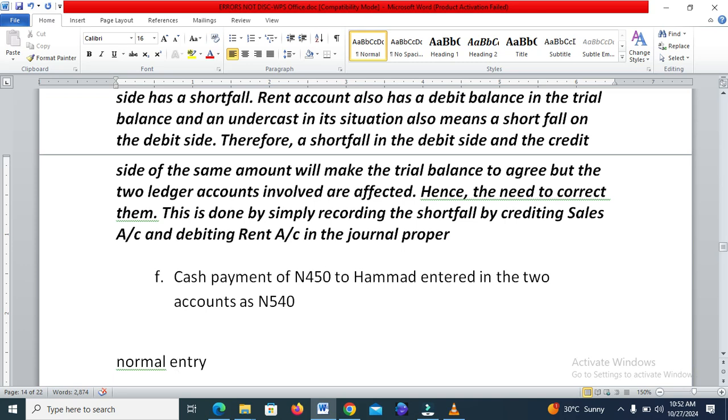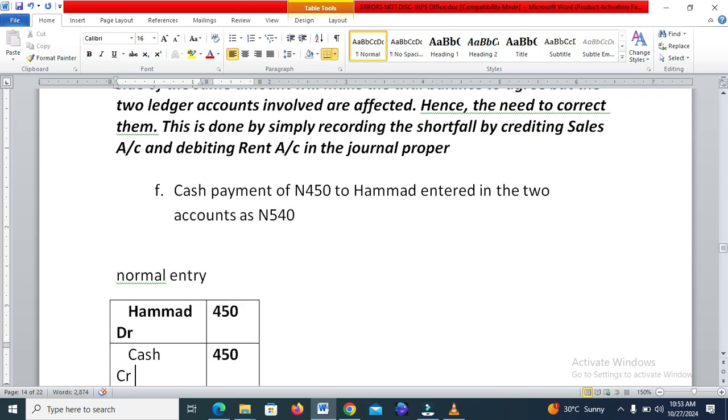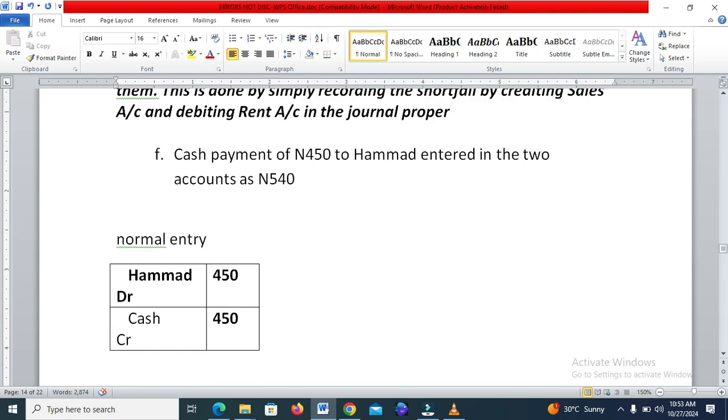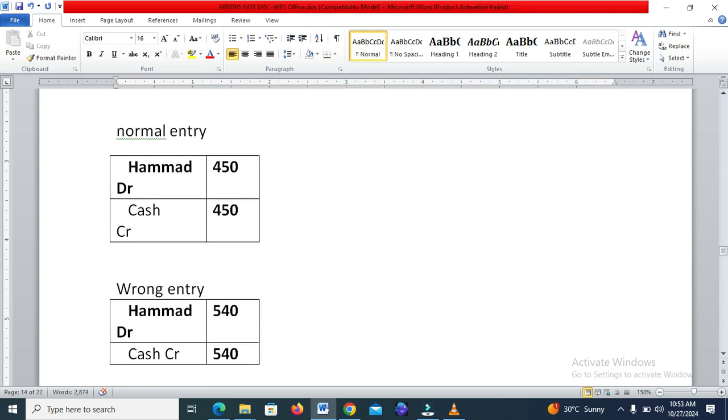So, cash payment of 450 naira to Ahmad entered in two accounts as 540. This kind of transaction is error of original entry. The amount involved is 450 naira, but you have made an error of 540 naira. You recorded it at 540 instead of 450. You need to find the difference. The difference here is 90 naira. So that 90 naira has to be corrected. So cash payment, the normal entry is Ahmad 450, while cash is 450. But you wrote 540 instead of 450.